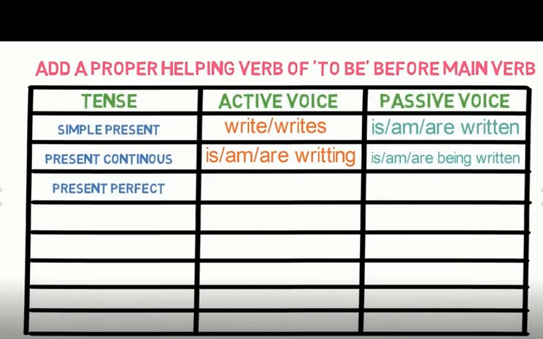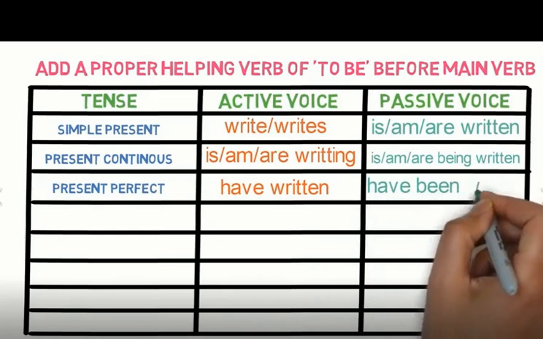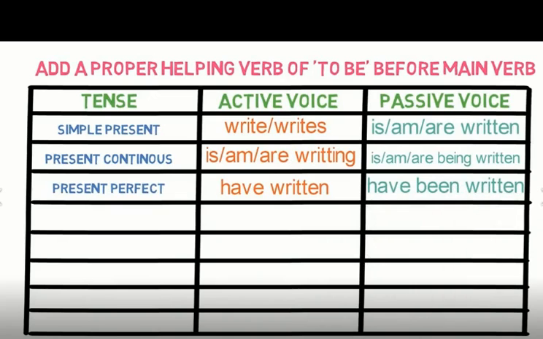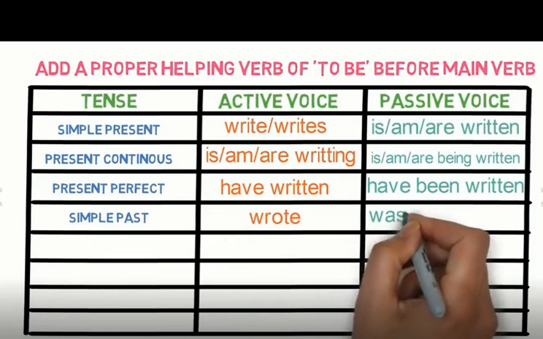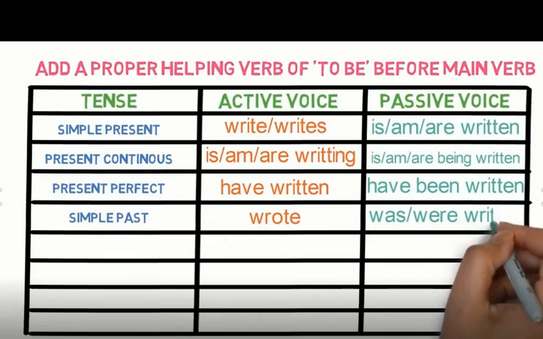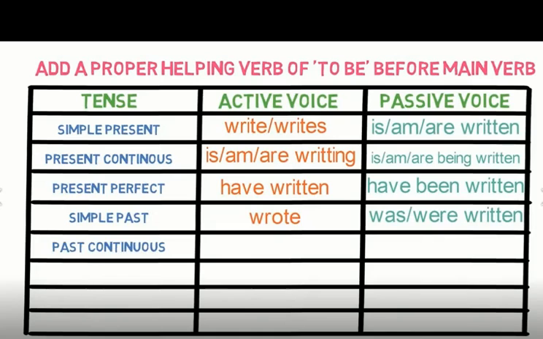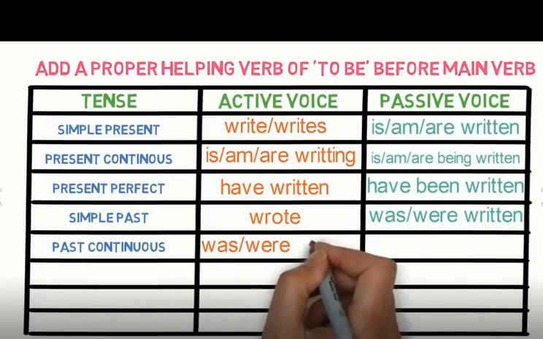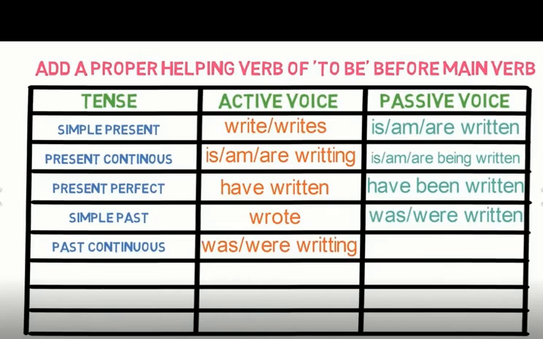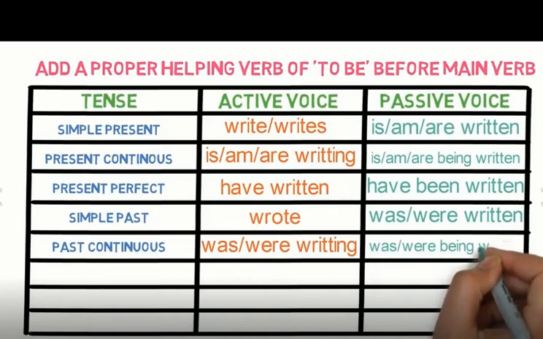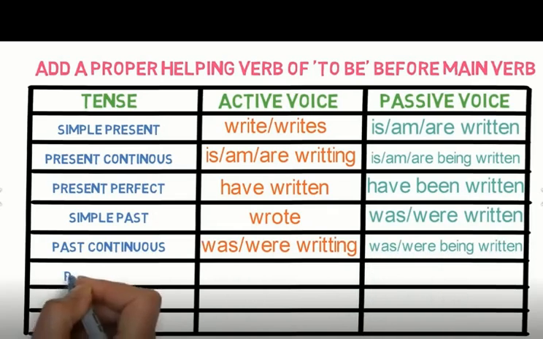In present perfect tense, in active voice, have written. In passive voice, have been written. And simple past tense, in active voice, wrote. In passive voice, was or were written according to the subject. And in past continuous, in active voice, was or were writing. In passive voice, was or were being written.